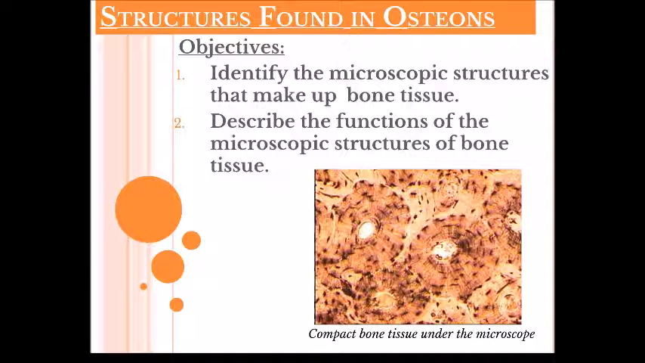Okay, now that you're done with that, let's go ahead and start talking about the objectives we're going to cover today. Today we're talking about microscopic structures that make up bone tissue, specifically compact bone tissue. And as usual in anatomy and physiology, we talk about the anatomy, which are the structures, and then physiology, which is what are the functions of those structures.